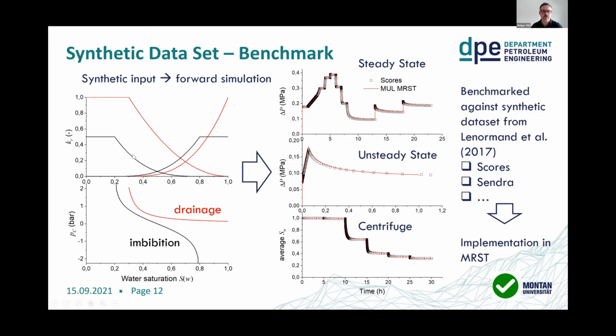So these are the input parameters. We have a primary drainage and an imbibition relative permeability, and the same for the capillary pressure. What we are matching is simply all the data that they provide. I show you here steady state. The Sirous simulator, for example, is now the dots, and the line is our simulator. And unsteady state, so that's a normal displacement experiment, and here the centrifuge data in primary drainage.